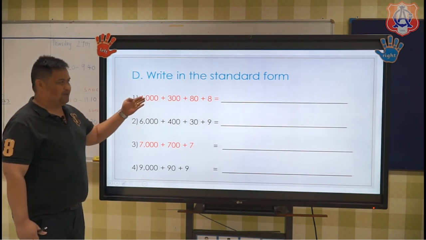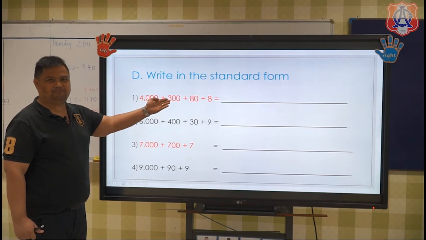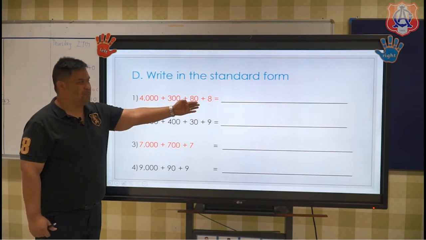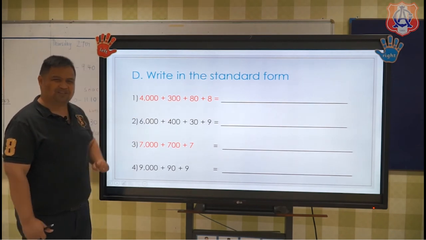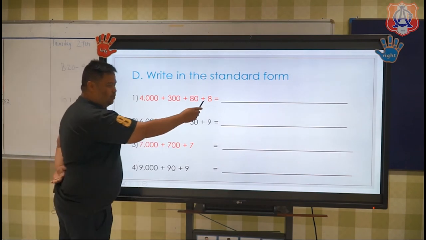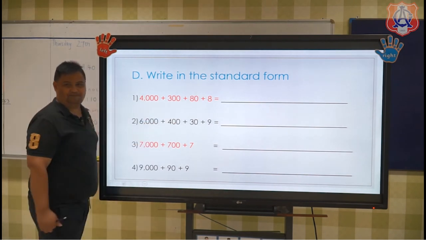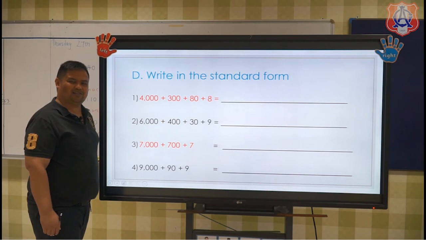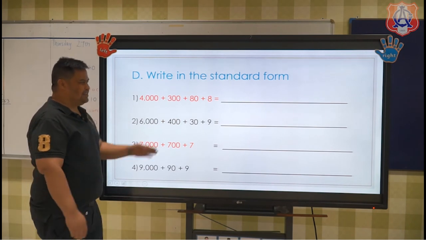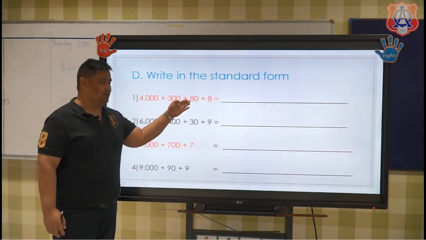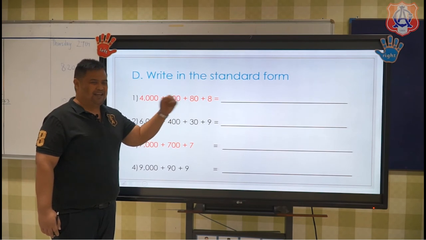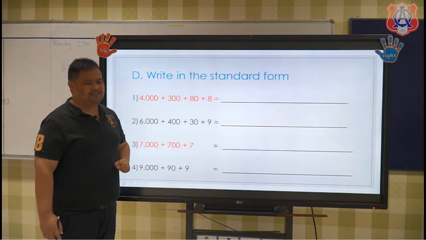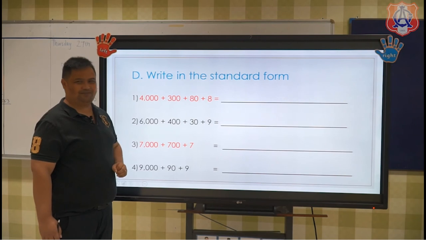There is 4,000. There is 300. There is an 80. And there is an 8. You have to tell me first what the place value of 8 is. If your answer is ones, then you are correct. Can you tell me again what the place value of 80 is? If your answer is tens, then you are absolutely right.